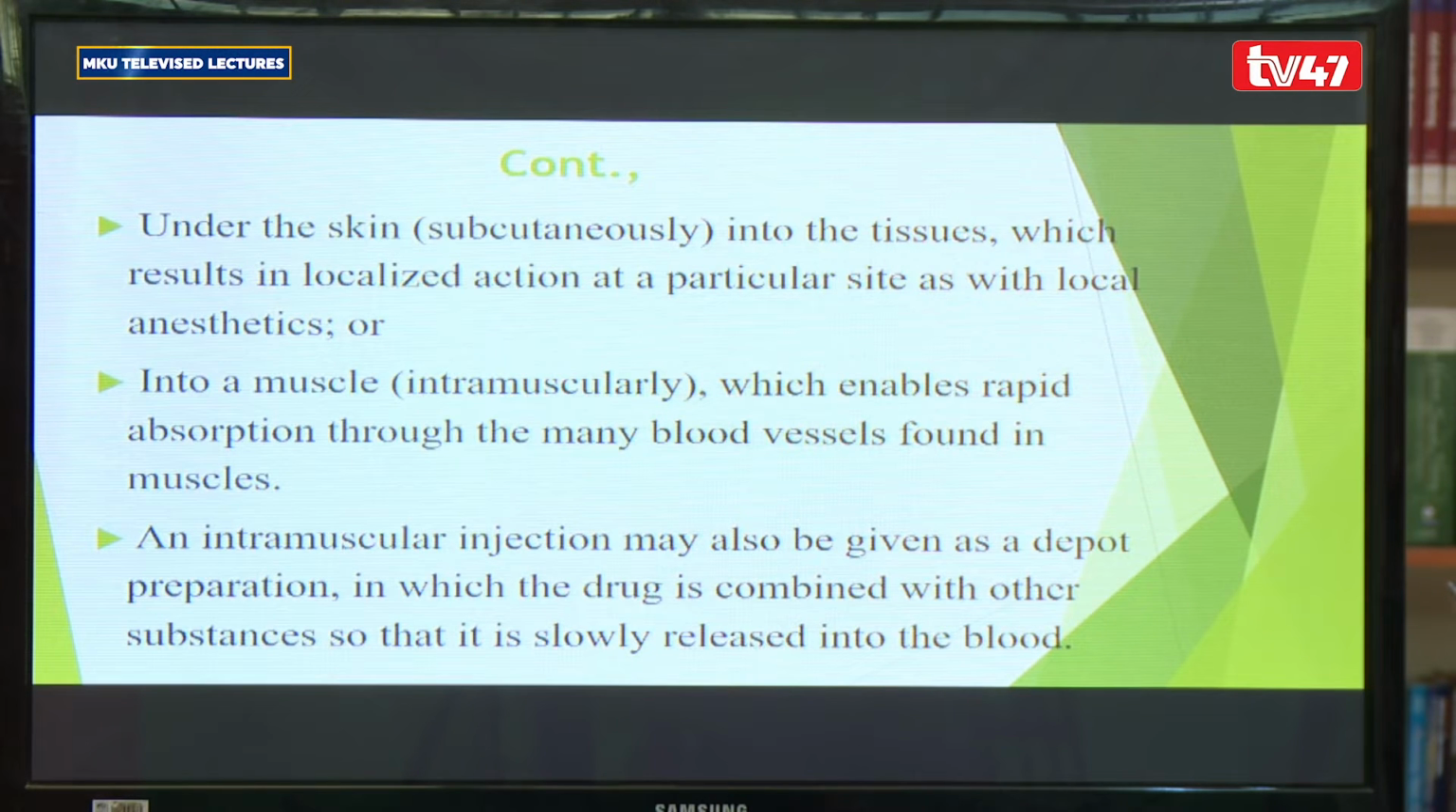Other drugs are given under the skin, into the tissues, which results in localized action at the particular site, as with local anesthetics. So other drugs can be administered to the skin or under the skin. Others go into the muscle. That is why we talk about intramuscular drugs, which enable rapid absorption through the many blood vessels found in the muscles. Intramuscular injection may also be given as a depot preparation in which the drug is combined with other substances so that it is slowly released into the bloodstream.